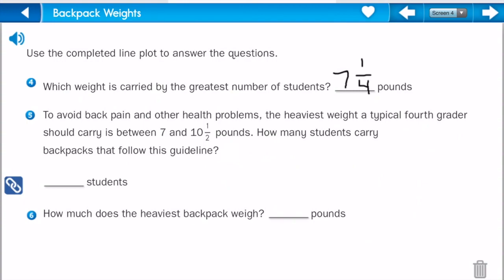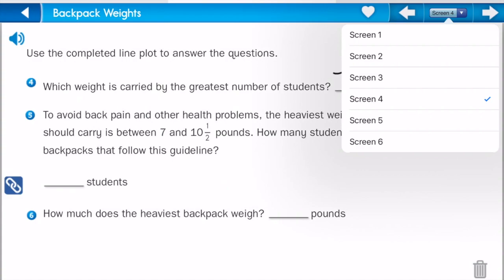Okay. This next one says, to avoid back pain and other health problems, the heaviest weight a typical 4th grader should carry is between 7 and 10.5 pounds. How many students carry backpacks that follow this guideline? Okay. Let's look and see. 7 to 10.5 pounds. Let's go look.